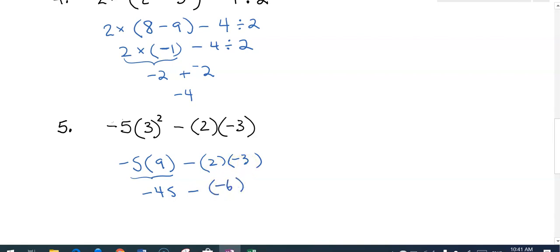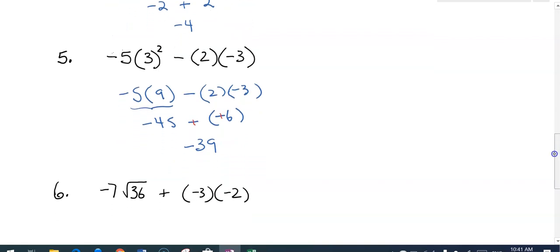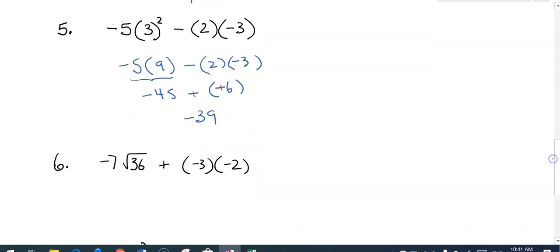So I've done my multiplication. And whenever I see subtract a negative, I know that's the same as adding a positive. So now I get negative 45 plus 6, which becomes negative 39. Try that one.